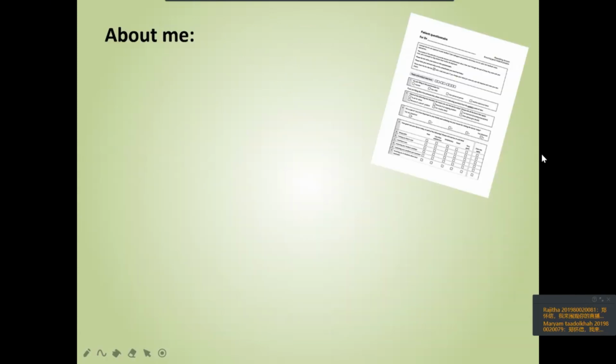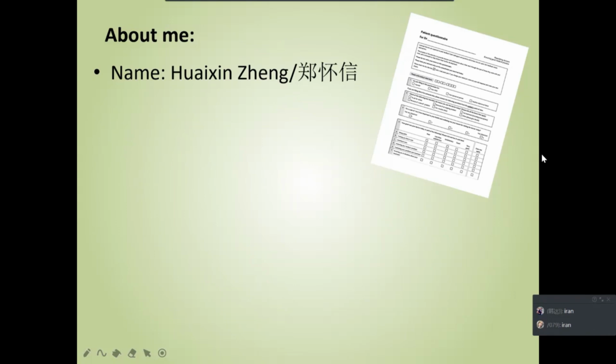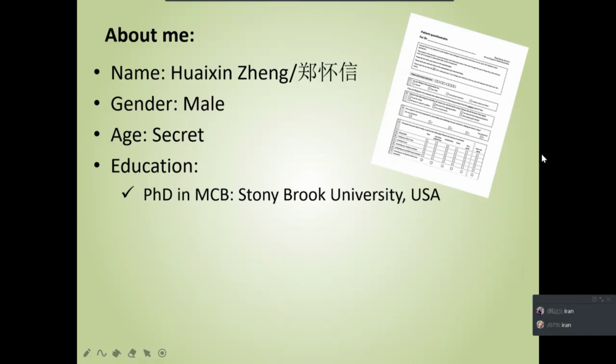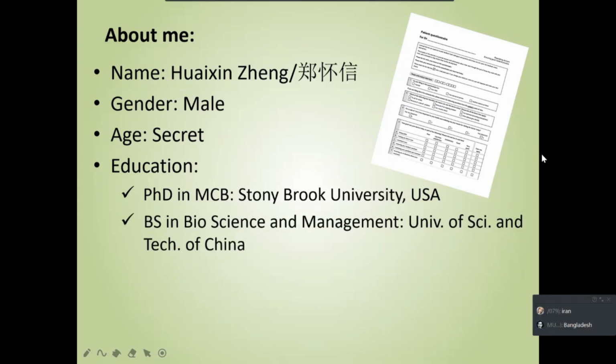A little bit about myself. So my name is Huaixin Zheng, or in Chinese, Zheng Huaixin. Gender male. And my age, I won't tell you. A little bit about my education background. I got my doctorate degree in molecular and cellular biology in New York. The university name is Stony Brook University. And I got my bachelor's degree in China. In college, I learned bioscience and also management.